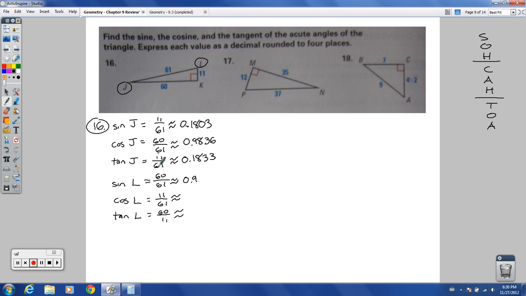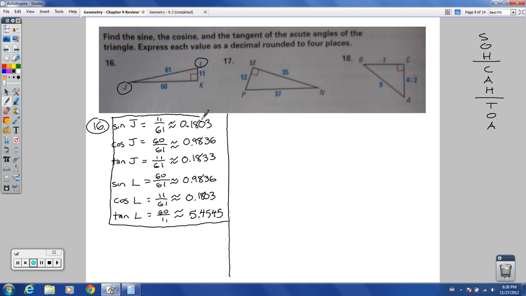60 over 61, the same thing here. So we had before. 11 over 61, that's the same thing as it was up there. And then the tangent, not the same thing, sorry. I got a different number here. I've got 5.4545. So that's all that. This, I guess I'll box that in. The whole thing is my final answer. I got to have all 6 pieces there.